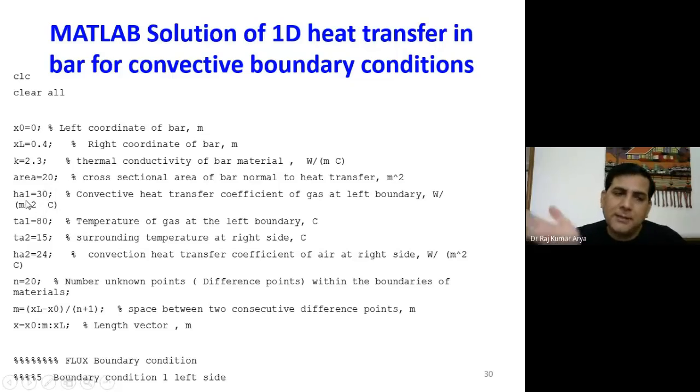And the left side convective heat transfer coefficient is 30. And this is actually the temperature of the surrounding atmosphere gas on the left side. This is on the right side, and this is the right side convective transfer coefficient. Because you may not have the same type of heating medium or gases or environment on both the ends.